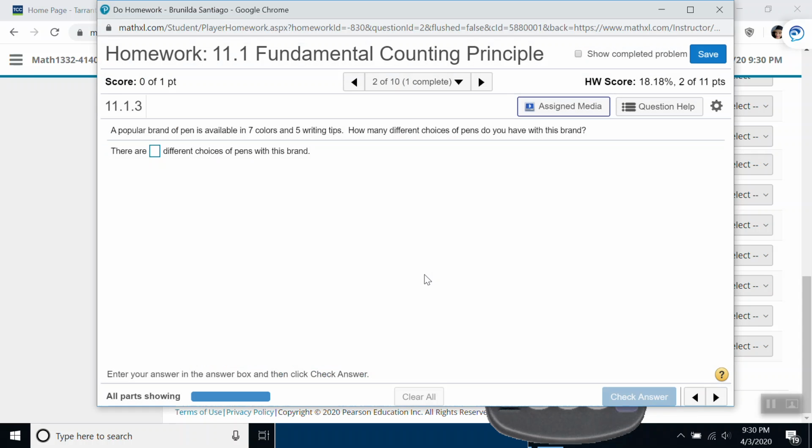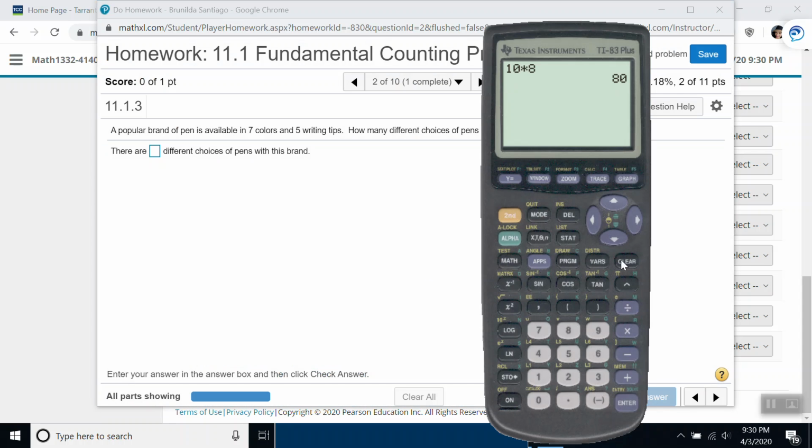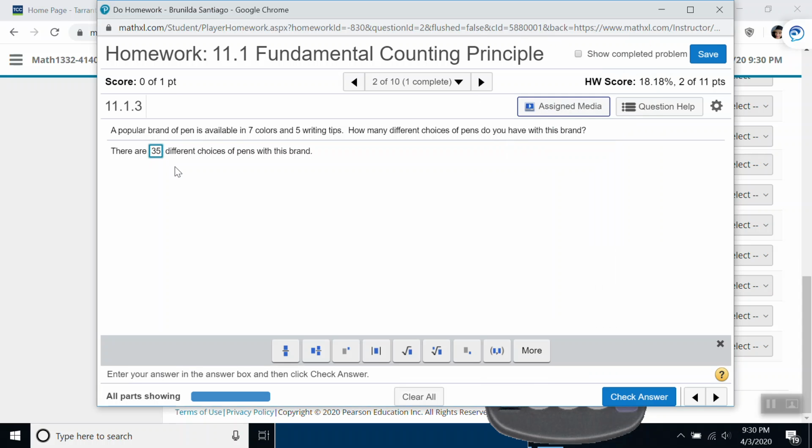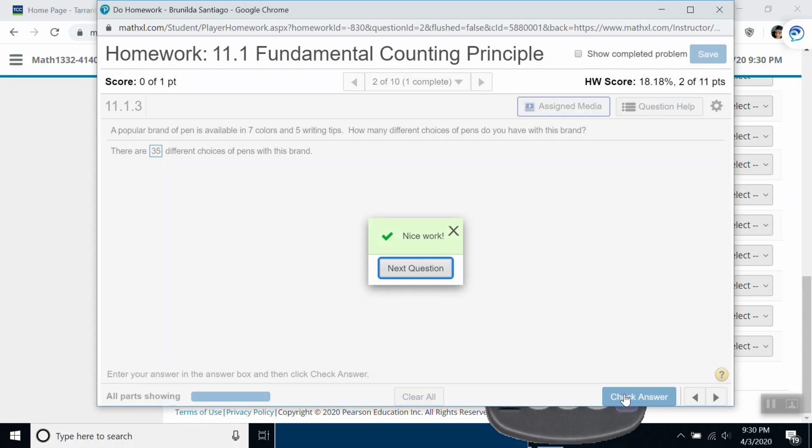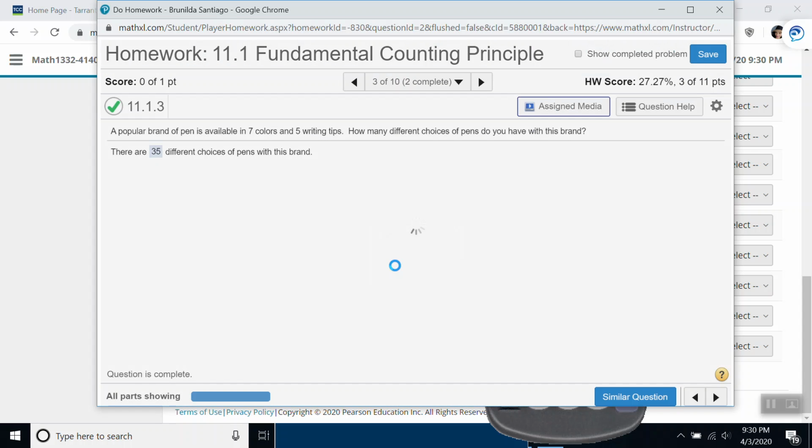Question number 2. A popular brand of pens is available in 7 colors and 5 writing tips. How many different choices of pens do you have with this brand? So you'll get the calculator, and all you will have to do is multiply the 7 times the 5, and that equals 35. So 35. Check the answer. Next question.